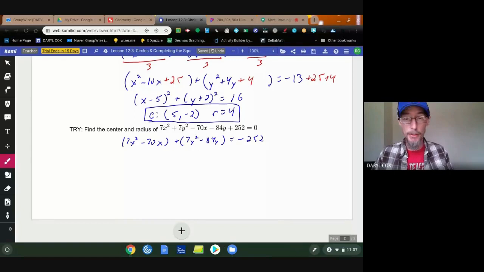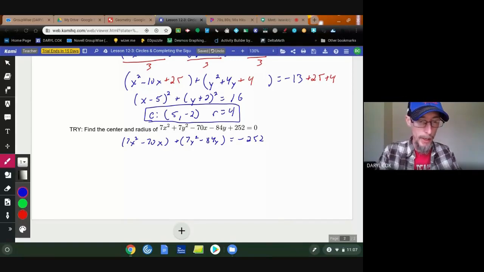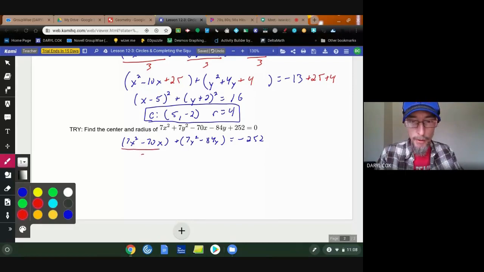I got my calculator here. You can use this calculator. You can use your Desmos. I don't care what you use. But I'm going to take and divide everything by 7. 7, not 2. Make sure that looks like a 7.